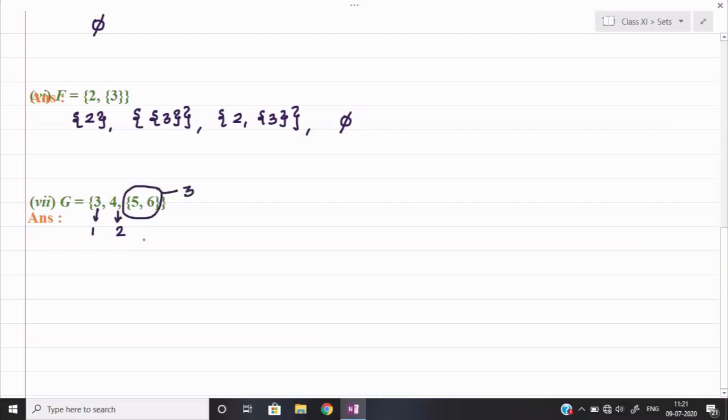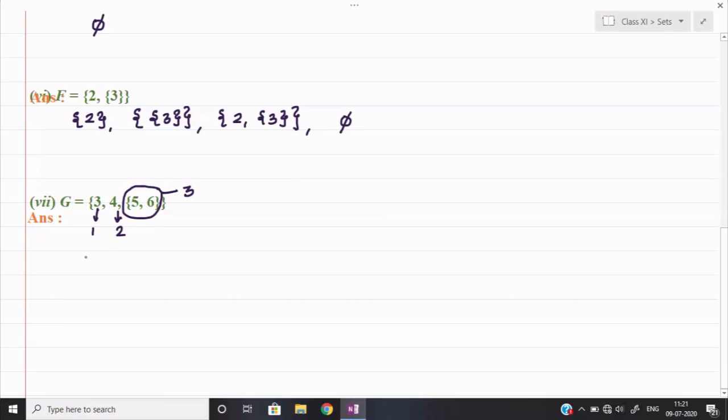So remember, in this set we have only 3 elements given, and {5, 6} along with the curly bracket is one single element, so wherever they go, they go together. Like 3 and 4: 3 is one element, 4 is another element, and {5, 6} is the third element. Okay, so see how we shall write down the subsets.